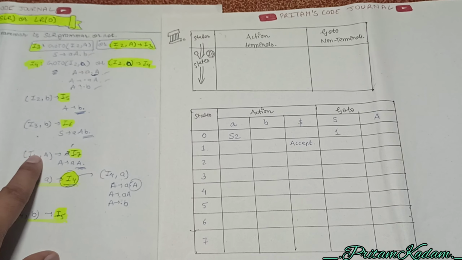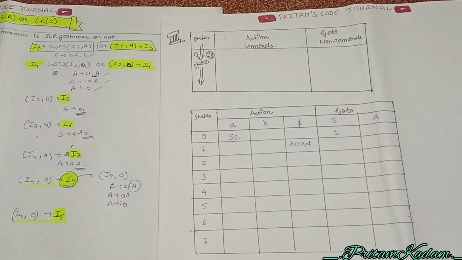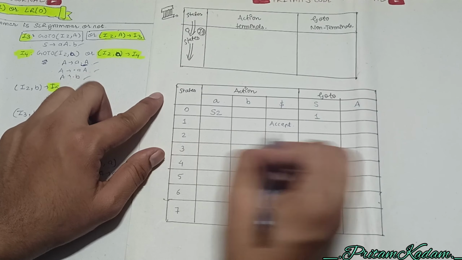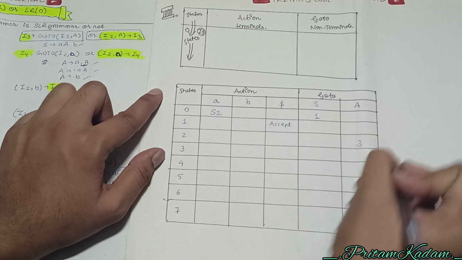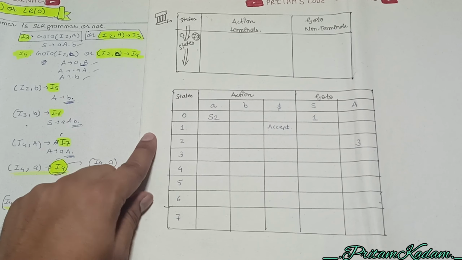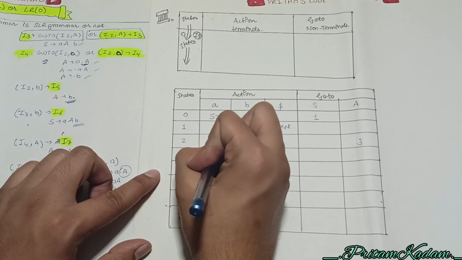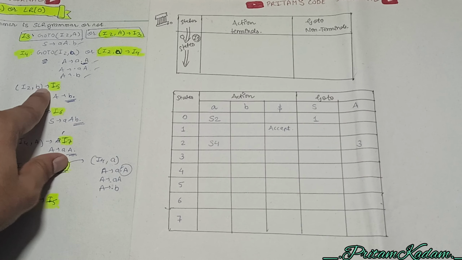In the action I will write S and the number of the state, and in the go to part I will only write the number of state. So in I2 on capital A it gave me the state 3, and in I2 small a, it gave me the state 4, so S4.